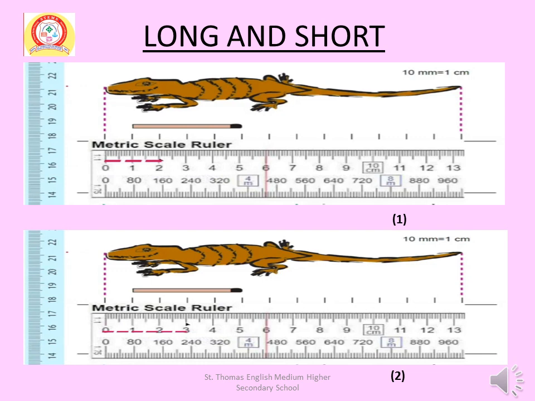Now we measure the length of the matchstick. The two ends of the matchstick align with mark 1 and mark 5 of the ruler. So how many divisions of the ruler are there from 1 to 5? There are 4 divisions. So the length of the matchstick is 4 centimeters. Okay?